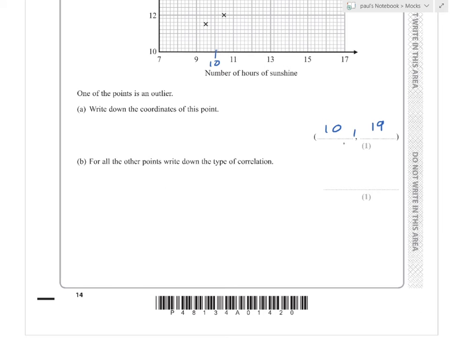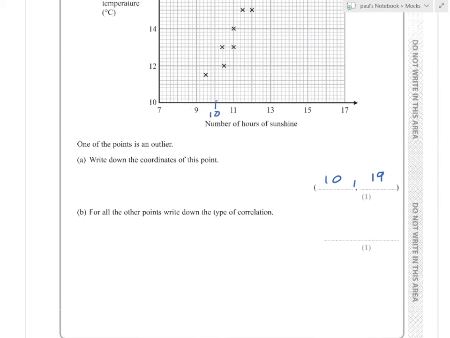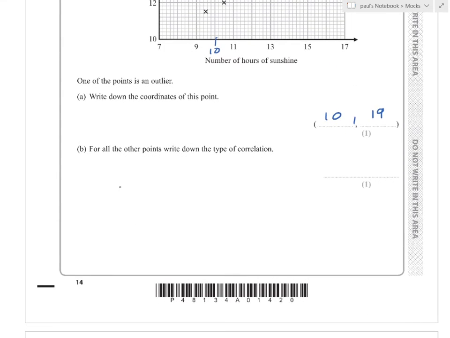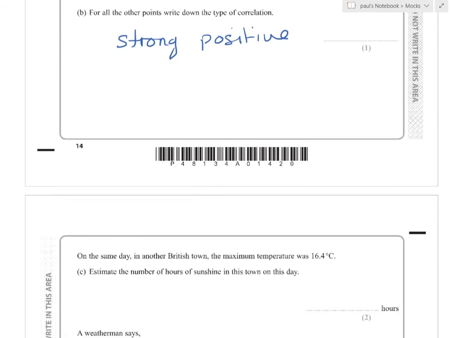For all the other points, write down the type of correlation. So the type of correlation is a positive, and I always like to do the extra bit and say it's a strong positive, just in case they want that. Sometimes they do, sometimes they don't. It depends on the exam board.